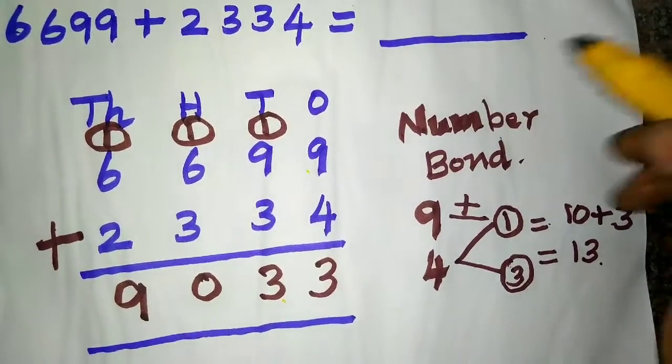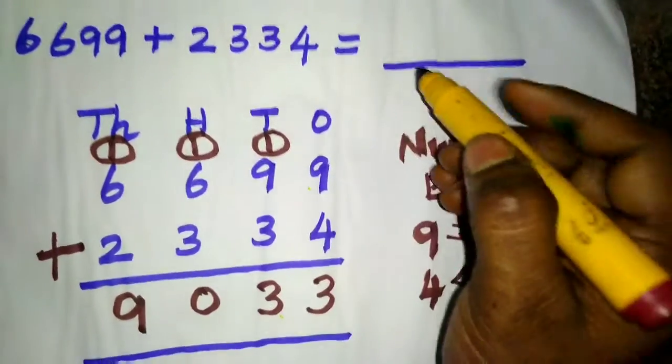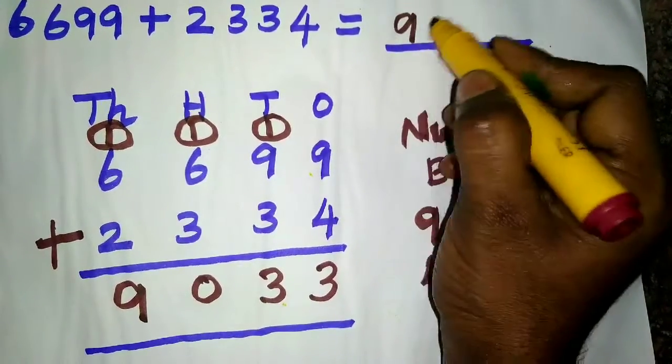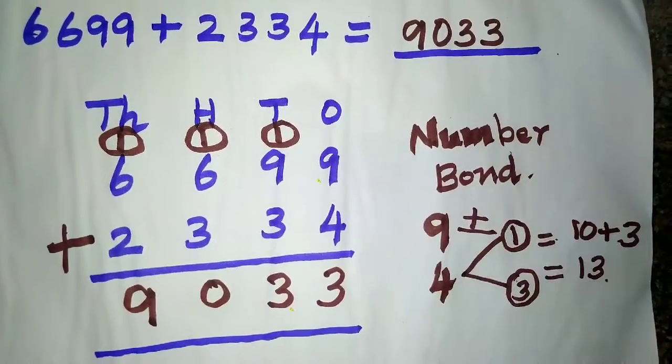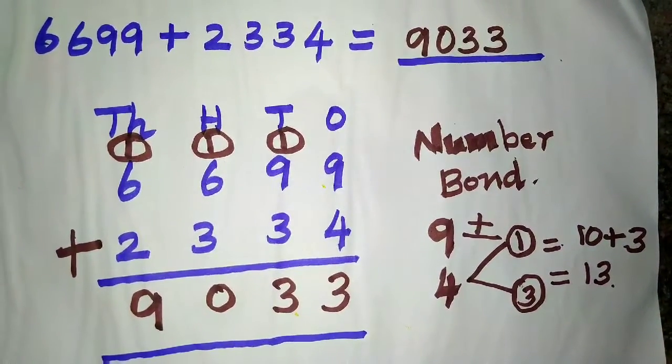Are you clear, children? Use number bond to do mental addition. This is your final answer by using number bond in regrouping thrice method.